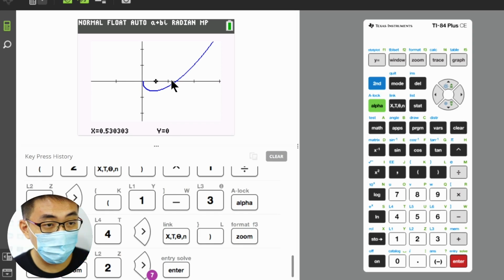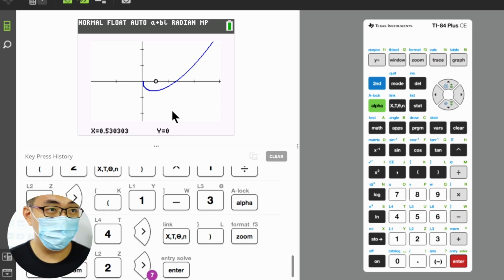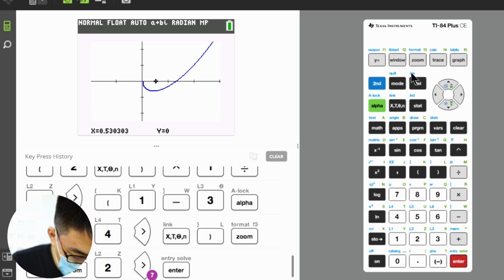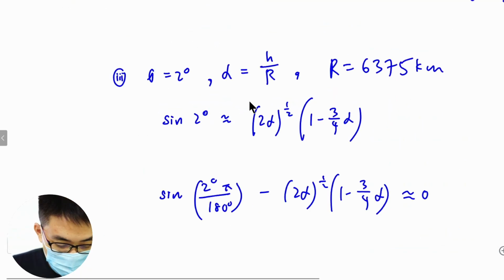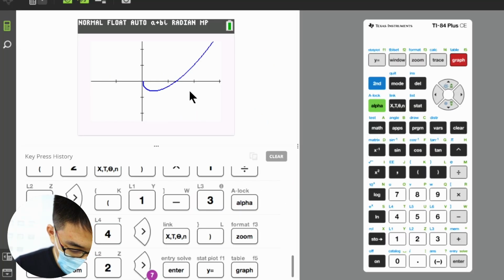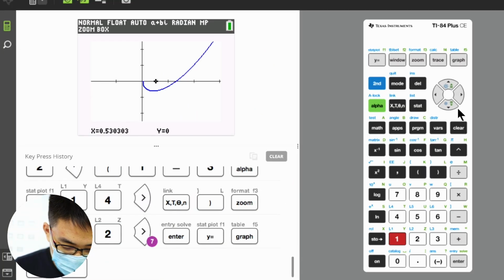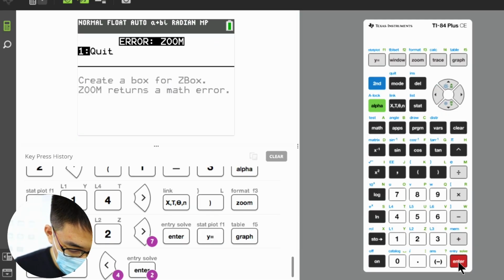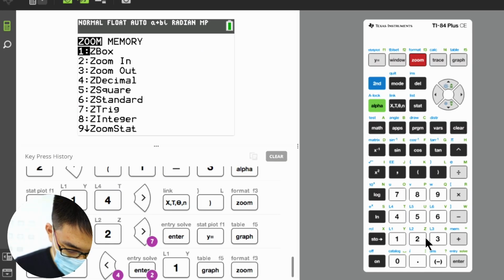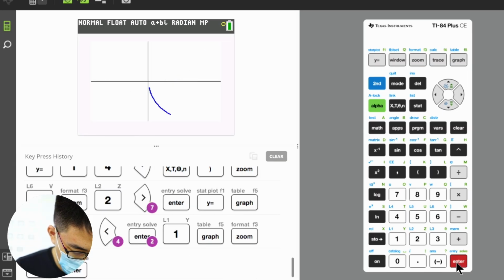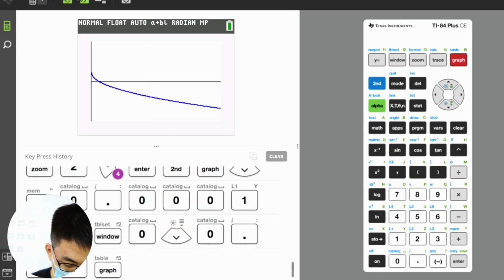Looks very big. Alpha is very, very small. H over r should be very small. Cannot be this 1 point something, because this 1 point something would mean that the height of the mountain is higher than the radius of the earth. So I'm just gonna zoom in and see. I cannot see. Here you go. Here it is.